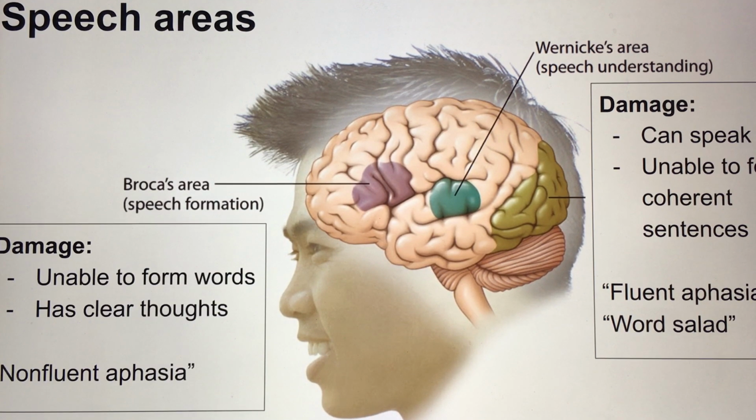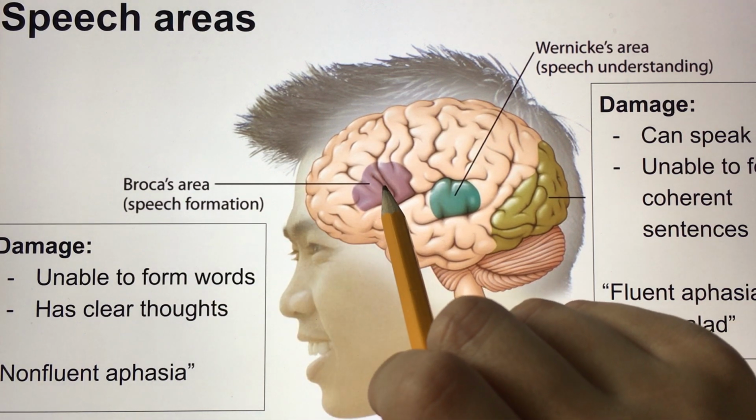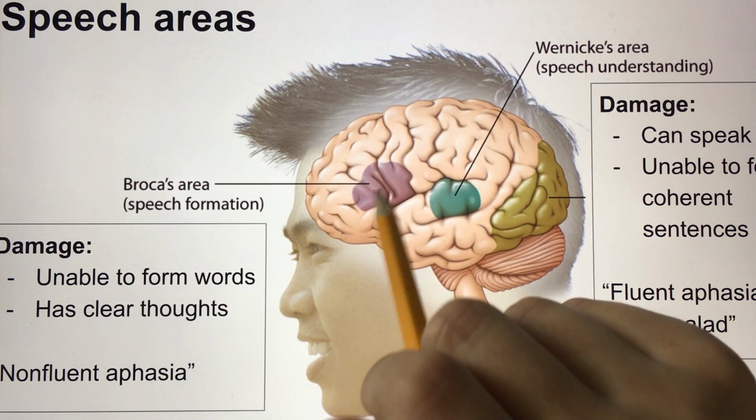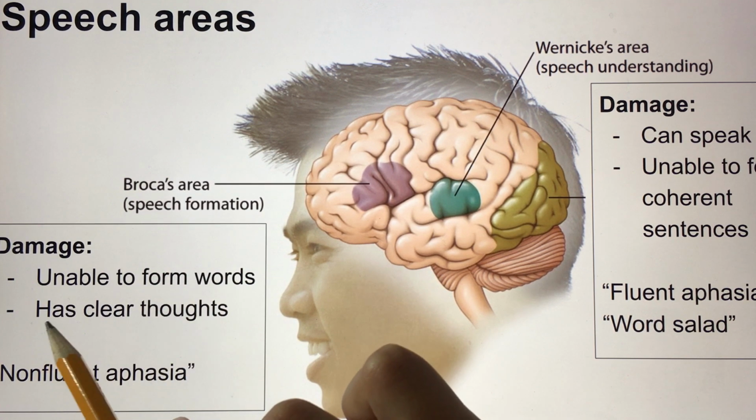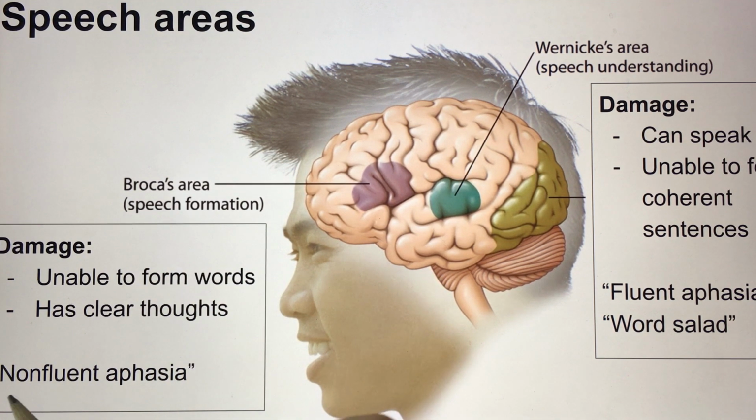Okay, so if there is damage to Broca's speech area, the person will not be able to form words, but the person has clear thoughts. This is called non-fluent aphasia. If there is damage in Wernicke's area, the person can still speak, but is unable to form coherent sentences. This is called fluent aphasia, or word salad. So kind of like saying nonsense.